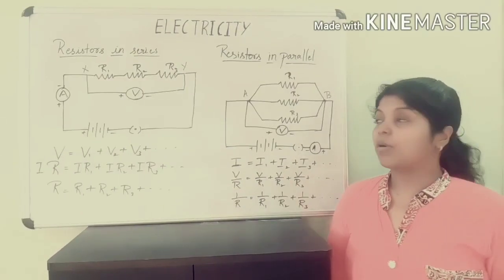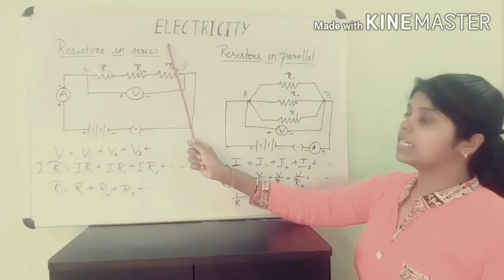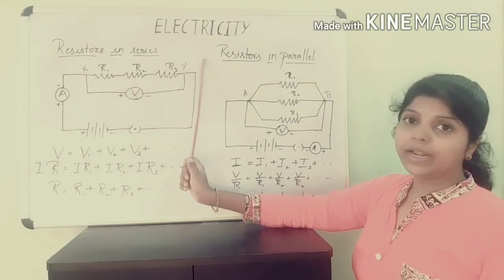Now let us study about the series and parallel combination of resistors. Resistors in series. R1, R2, R3 are the resistors. They are connected end to end.